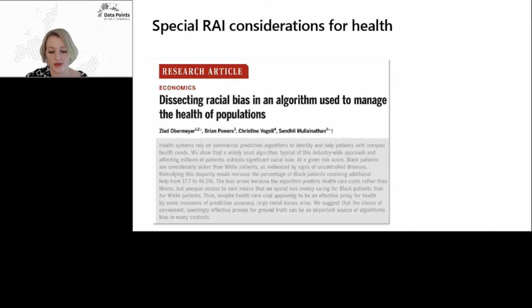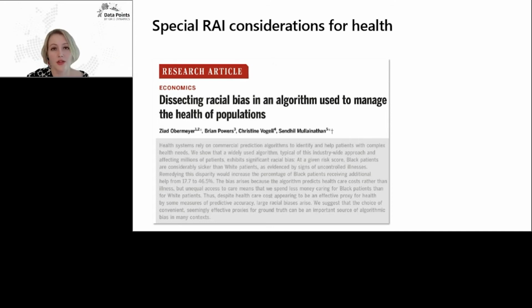So these authors investigated an algorithm that is used widely across the US by millions of people. And this algorithm does not use race as a feature. So it completely has no access to the race of patients. But it was still very racially biased, which is the interesting thing.